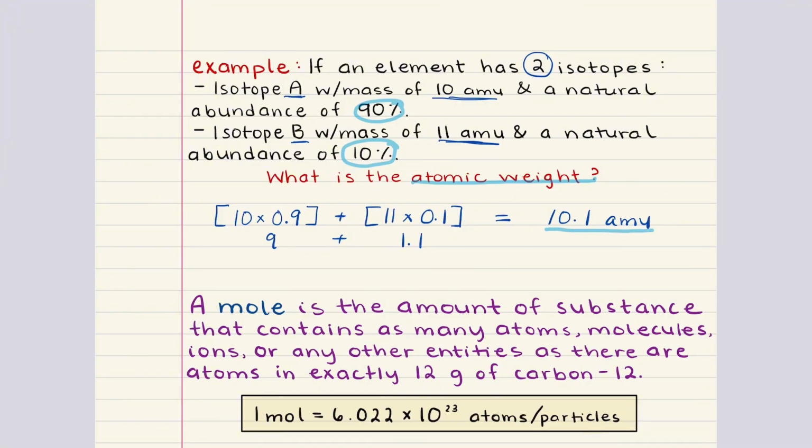This illustrates why the atomic weights we see on the periodic table are often not whole numbers. They reflect the natural isotope distribution of each element, not the mass of a single atom. And this distinction is important because in chemical calculations, especially when we move into thermodynamics and mole-based calculations, we always use atomic weights as they appear on the periodic table.